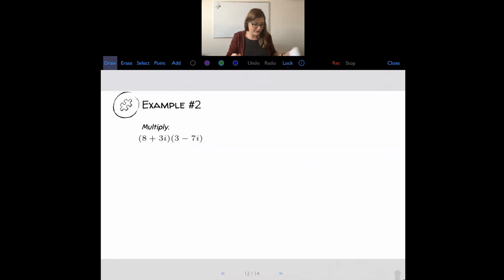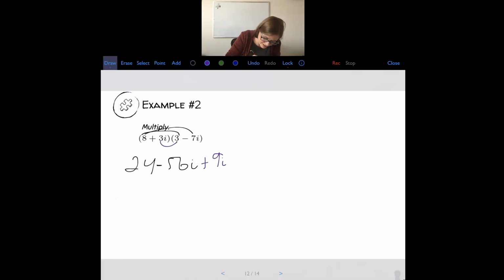Our last example, we're going to multiply 8 plus 3i times 3 minus 7i. Okay, and you can remember to distribute. So I'm going to take the 8 and multiply it by 3, which is 24. 8 times -7i, which is -56i. 3i times 3 is positive 9i. And 3i times -7i is -21i squared. i times i is i squared, just like x times x is x squared.